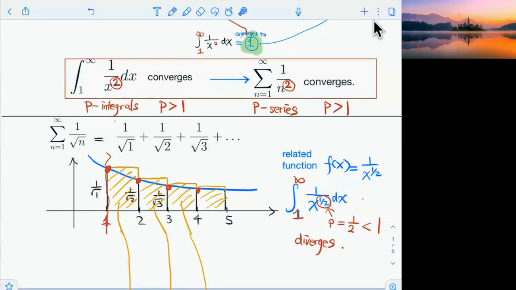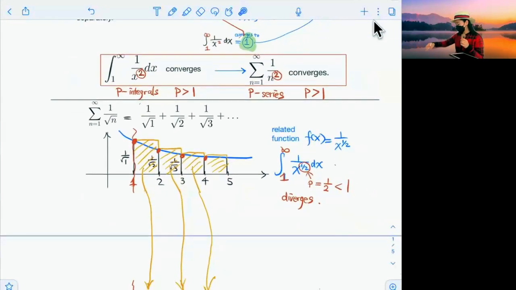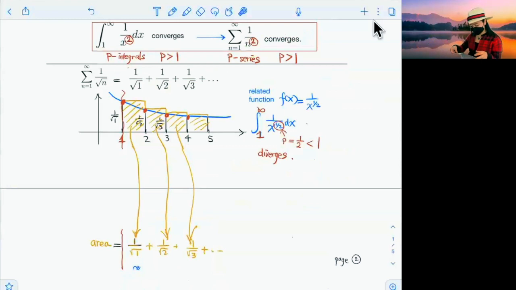So when you sum up all those rectangles, the sum is going to be more than the area under the curve, because each one of them has some extra above, right? So we conclude that it is going to be greater than the area under the blue curve from 1 to infinity.